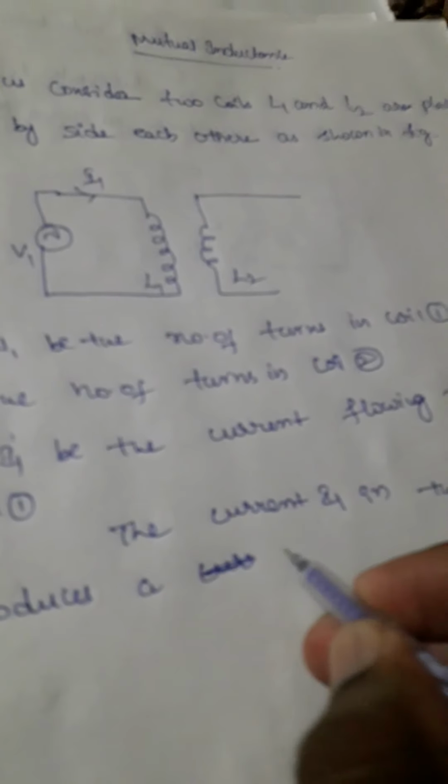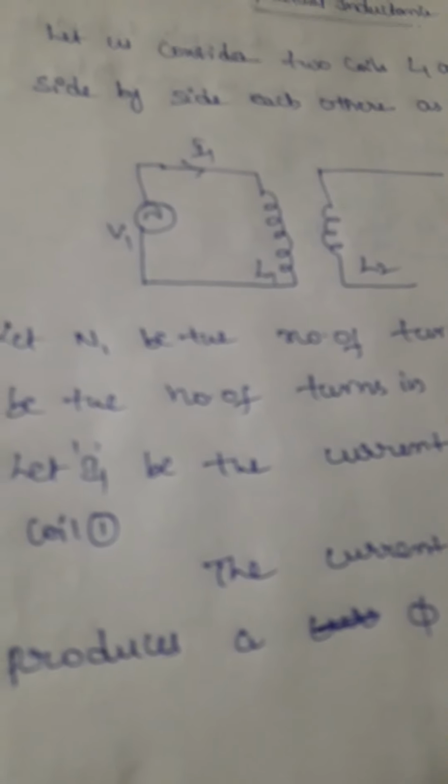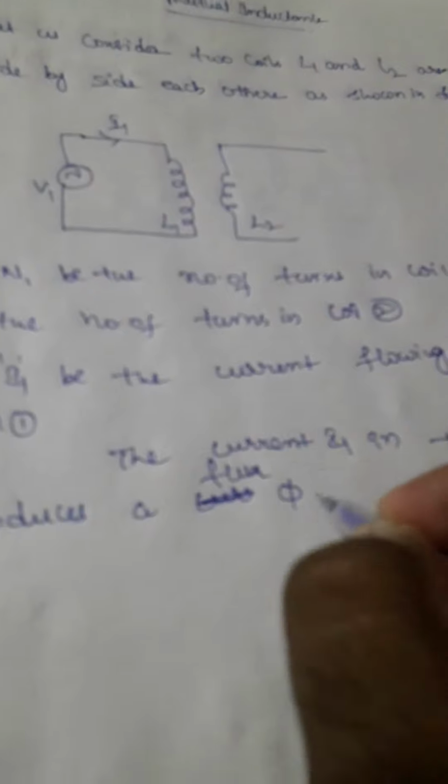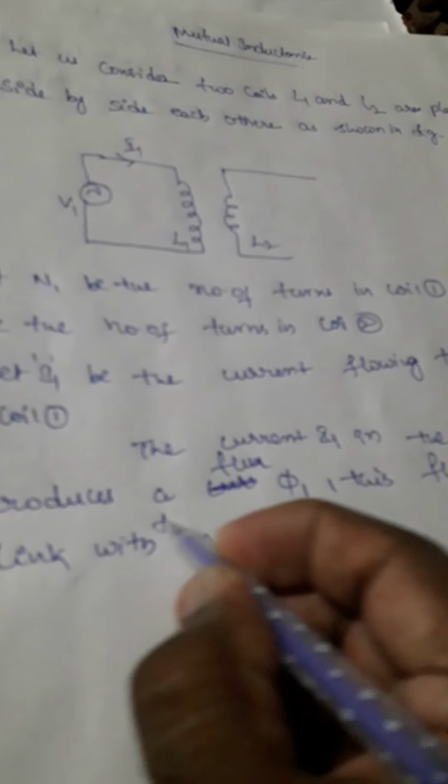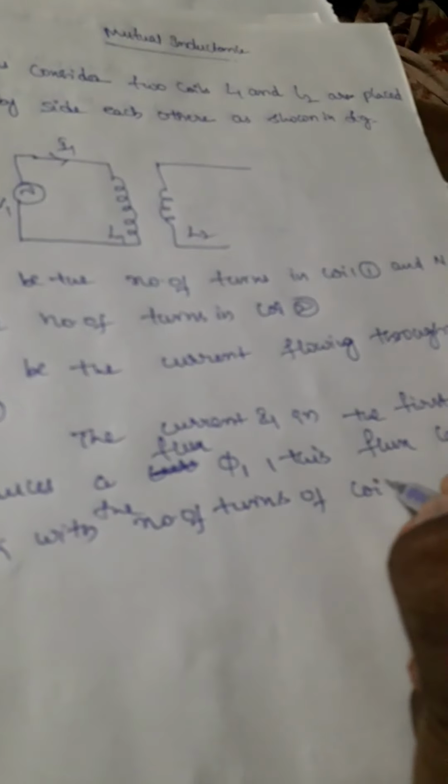Whenever a current flows through a conductor, it produces a magnetic field, which is due to the magnetic flux around the coil. So the current I1 produces a flux phi1, and this flux also links with the number of turns of coil 2. That means flux linkages are developed in coil 2.